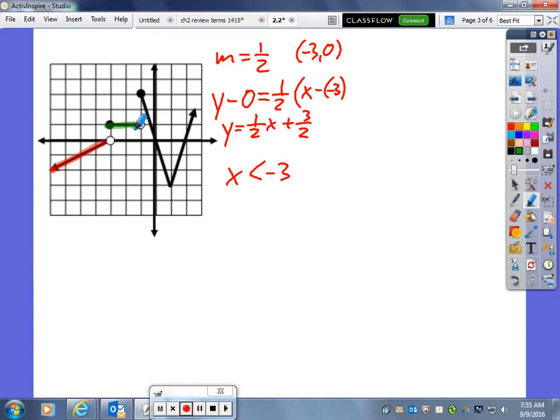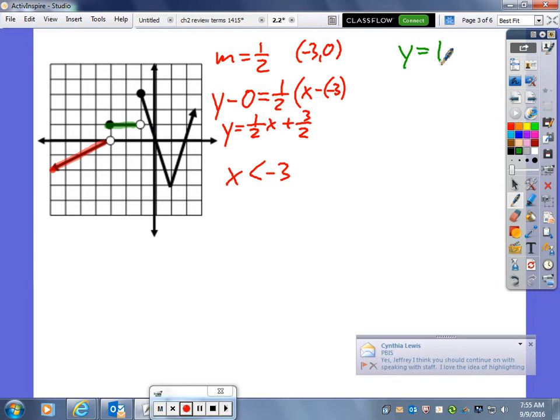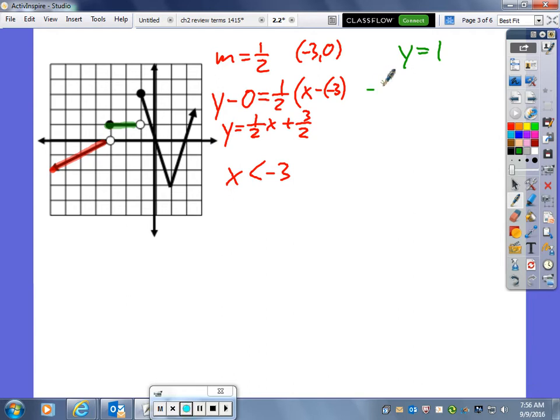This is a horizontal piece of a line. Horizontal pieces of lines are really constants, and essentially the function is y is equal to 1. And what is the domain of this part of the function? It starts at negative 3, and negative 3, as indicated by the closed circle, is actually part of it. So negative 3 is less than or equal to x. And then it goes up all the way to negative 1, which is not a part, indicated by an open circle, less than negative 1.